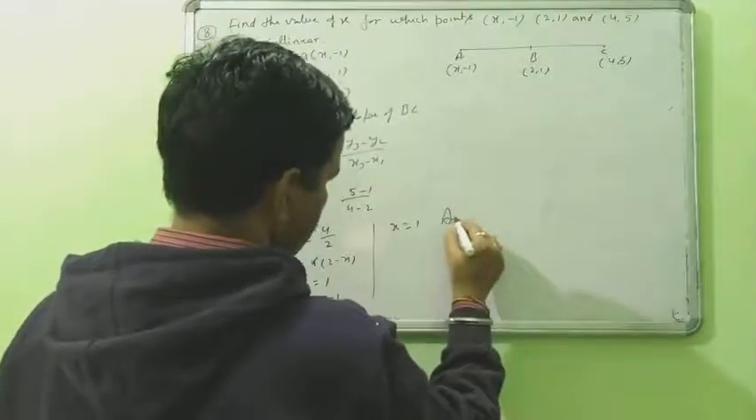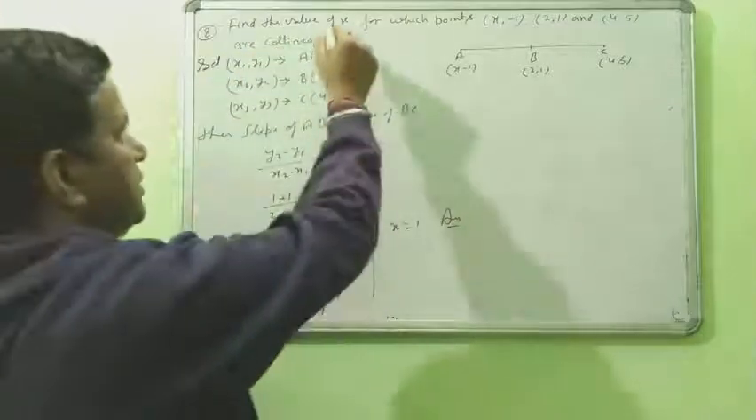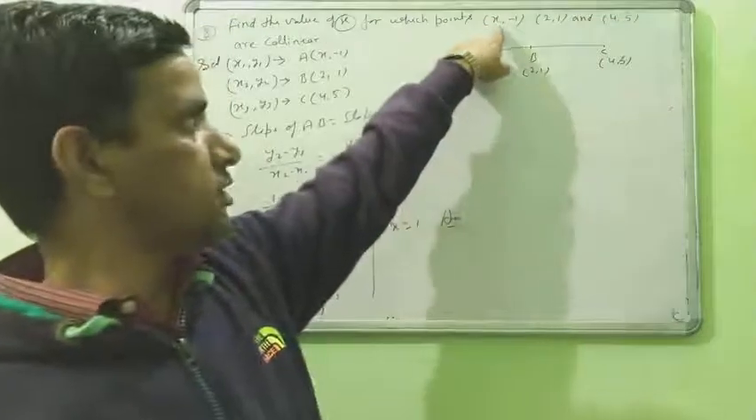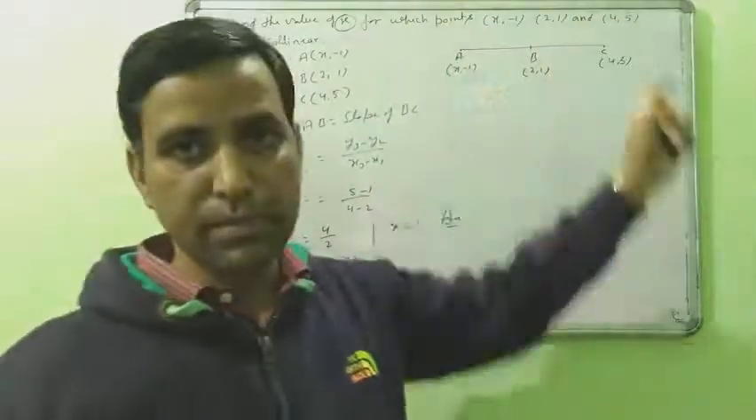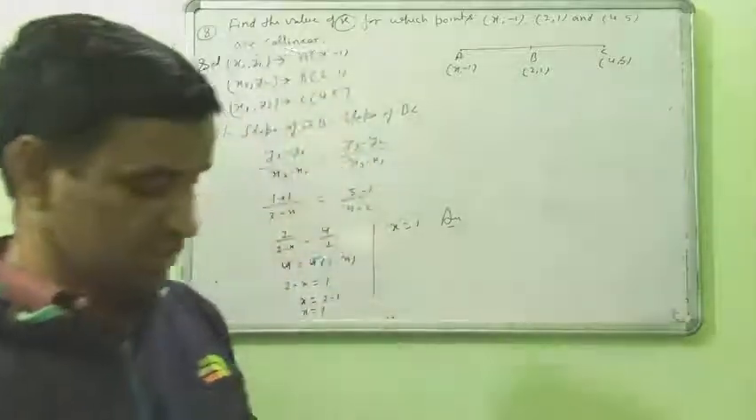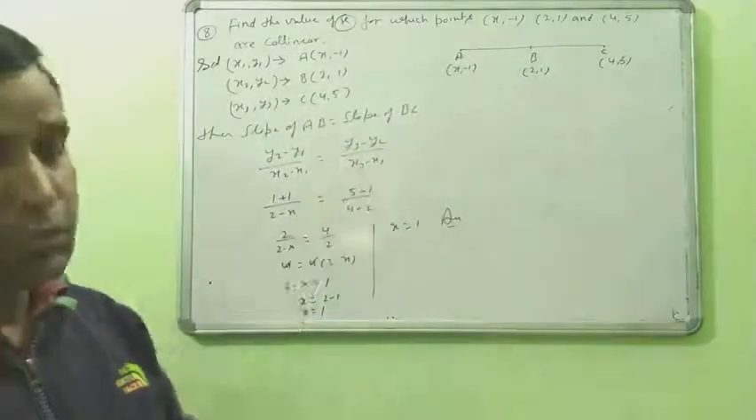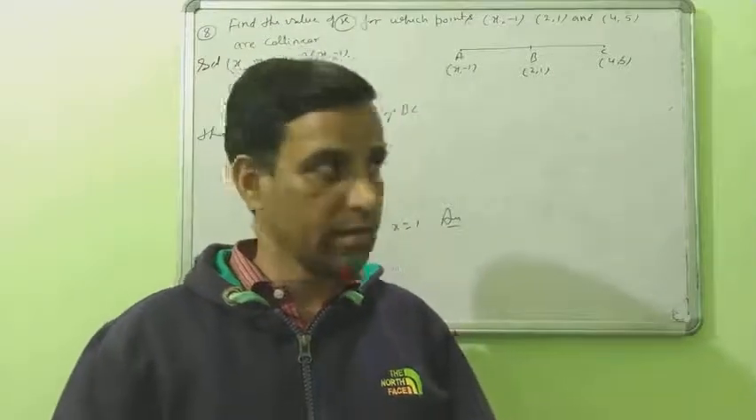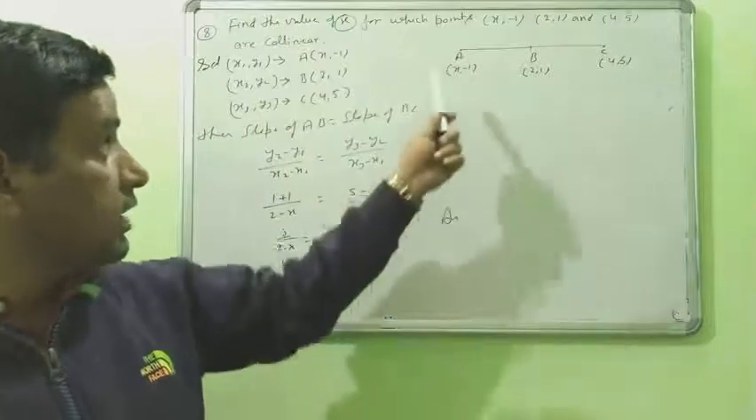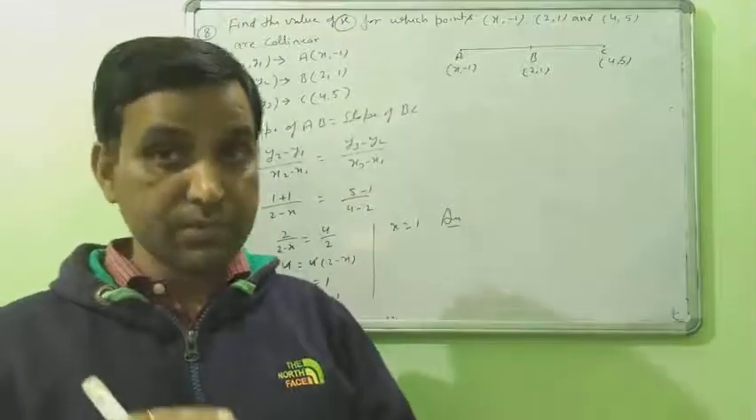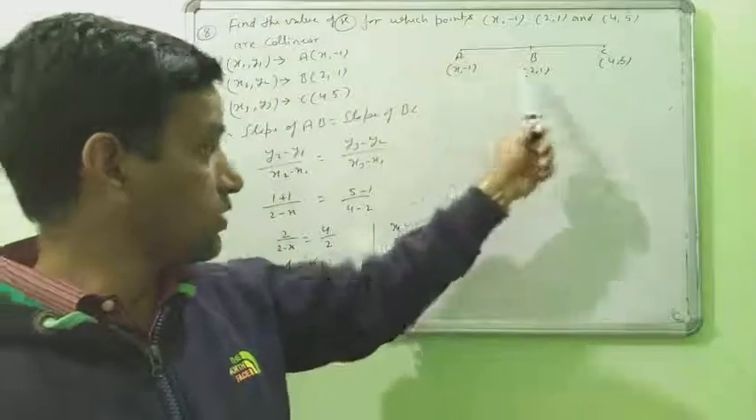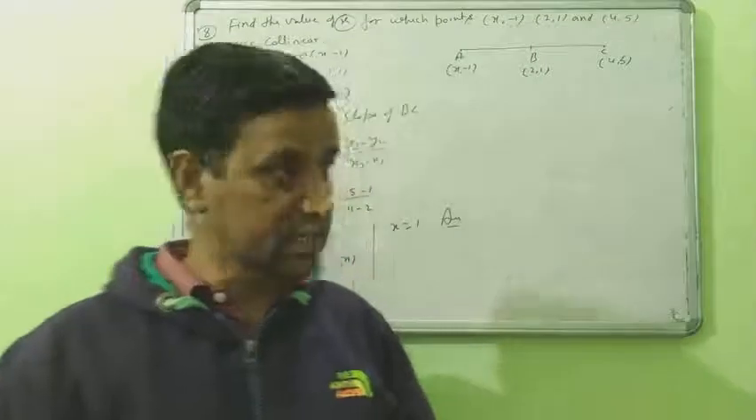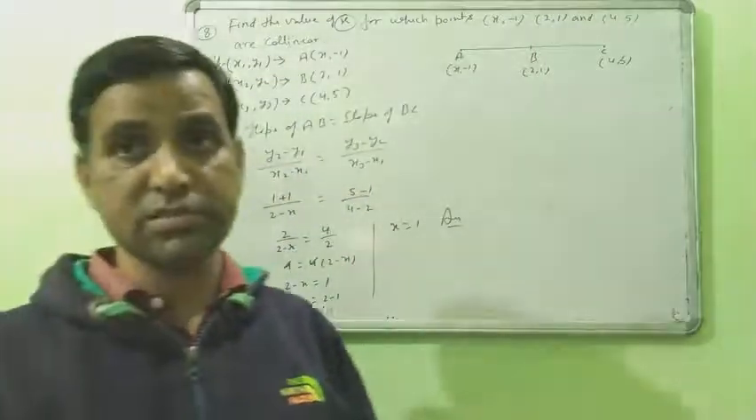So this is your answer: the value of x is 1. If you put 1 here, then these three points will satisfy the collinear condition. In this way, for every question about collinear or non-collinear conditions, you should read the question very carefully. If the condition is collinear, solve according to this way. If the condition is non-collinear, solve with other techniques. Note this down for the next questions.